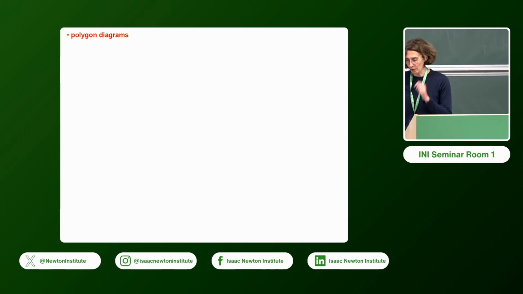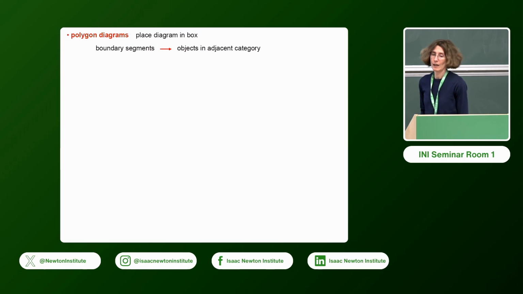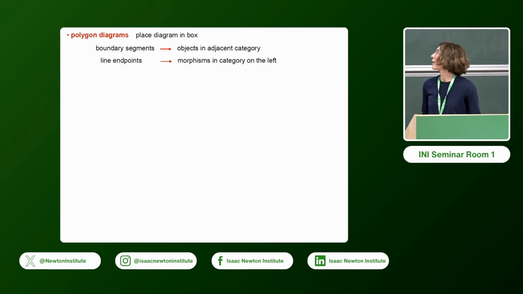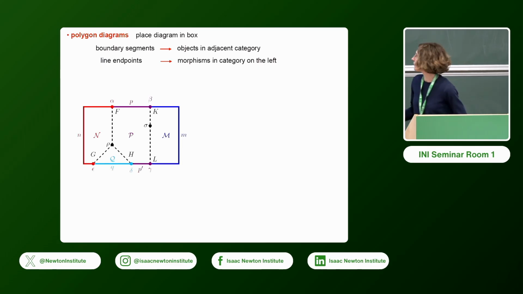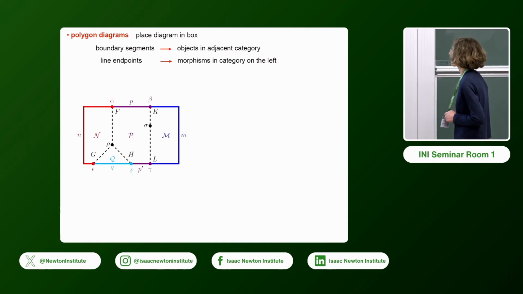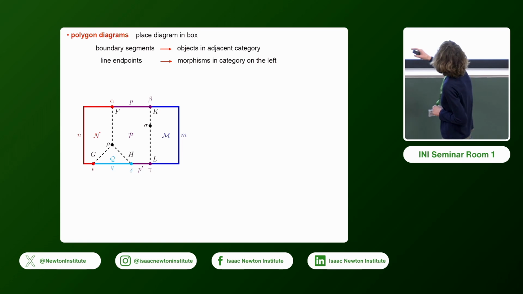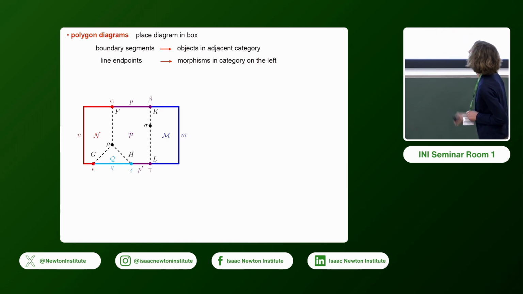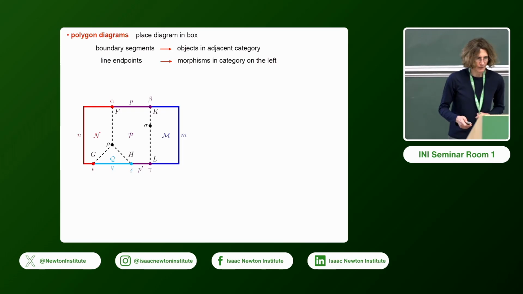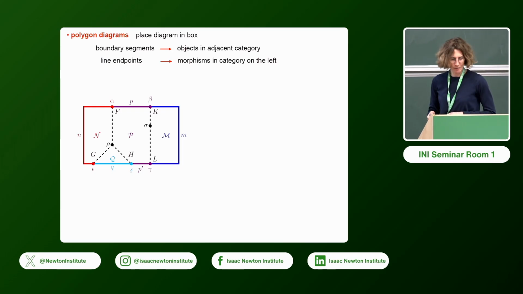Okay, so now we can combine these three data in a diagram. Now we want to evaluate such a diagram, so we want to do something like for the 6J symbols, we want to take them and make a number. For this, we put them into a box and label the boundary segments with objects in the adjacent category and the line endpoints with morphisms. So here I've given such an example of the diagram. We have four different categories, M, N, P, and Q, and then we pick objects of these categories and label the boundary segments. And then the line endpoints are labeled with morphisms.